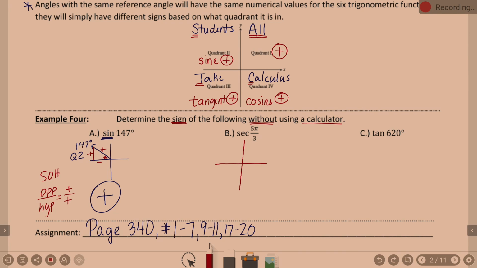5 pi over 3. 5 pi over 3. Where is that in relation to 1 pi and 2 pi? So what is 1 pi in thirds? 1 pi is how many thirds? 1 pi is 3 over 3. Are you with me?